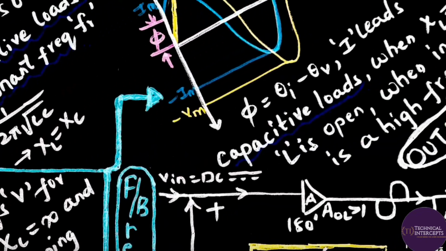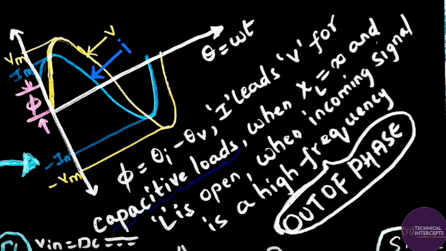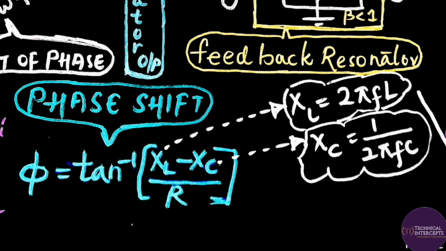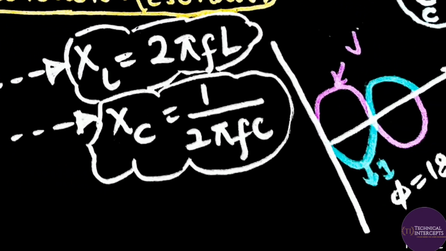And when I leads V, this happens when only the capacitor element is left in the feedback resonator, making the inductor open circuited and making the reactance of the inductor very high, and this happens when the incoming signal to the feedback resonator is of high frequency. All this phase change is called the phase shift, and the formula for phase shift is phi = tan^-1((XL - XC)/R), where XL and XC are reactances.